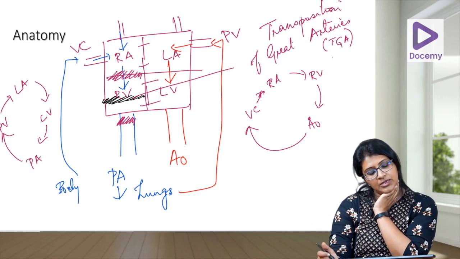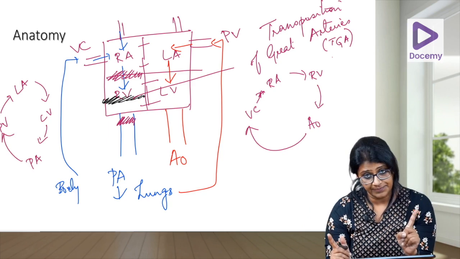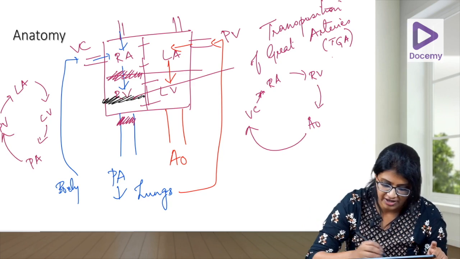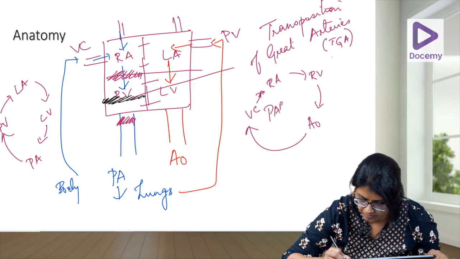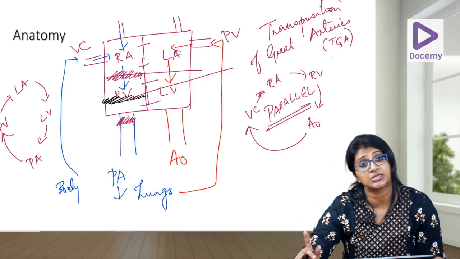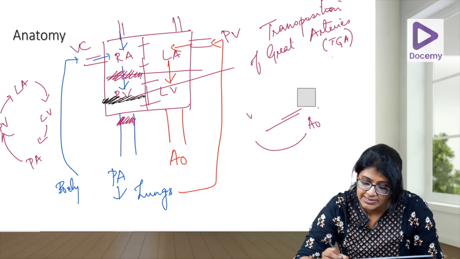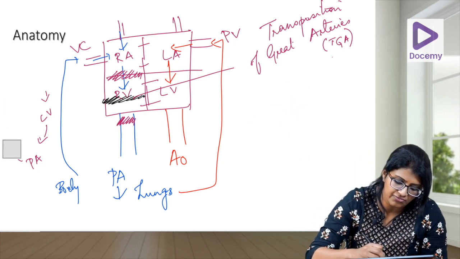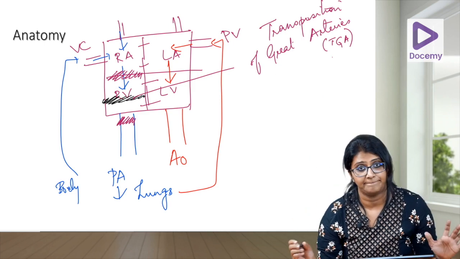So, what happens? You have two circulations which should have been happening in series. Instead of that, you have two parallel circulations. You have two parallel circulations which are happening in transposition of great arteries, and unless you have some kind of way to connect these two circulations, this child is going to die, right.